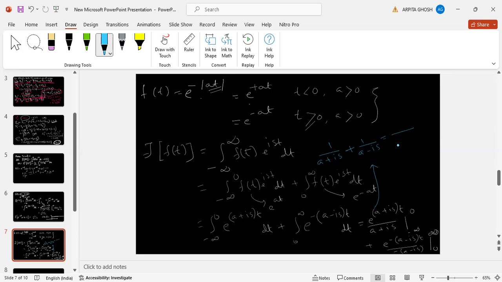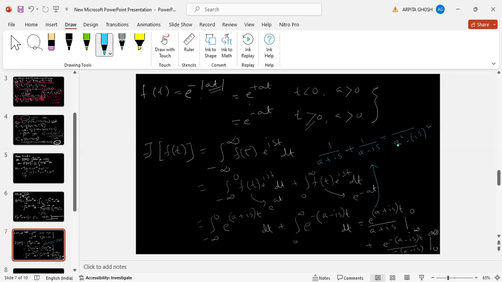a plus iθ, a minus iθ. Multiplying them, what happens? a plus is into a minus is. a plus b, a minus b. A square minus a square minus b square, that is a square minus is whole square. And the numerator is what? a minus is plus a plus is.